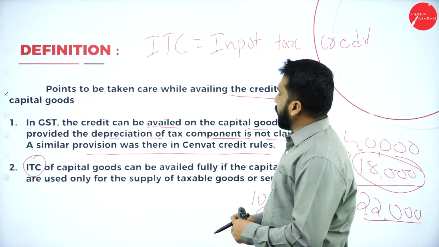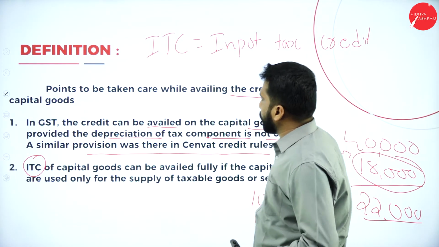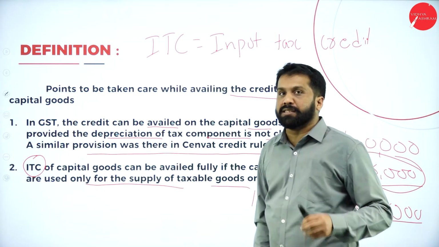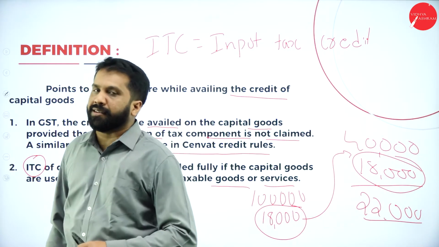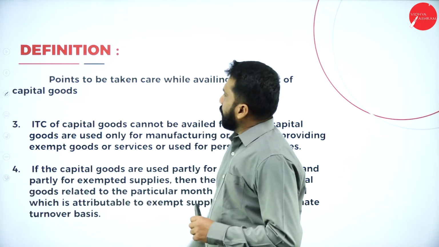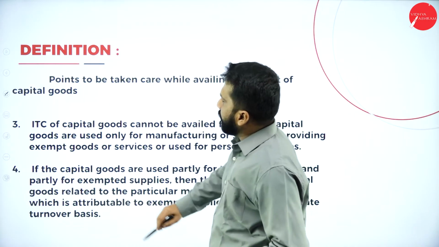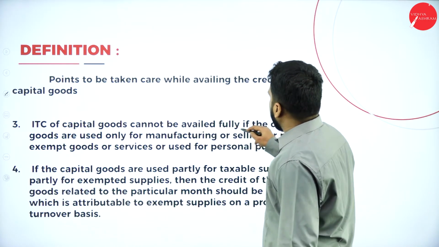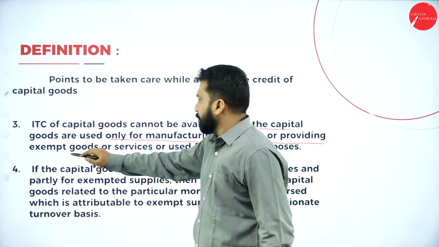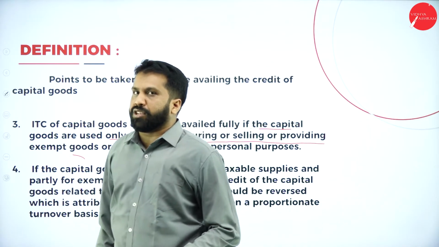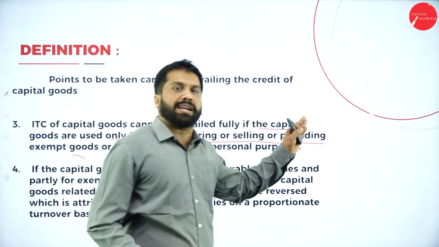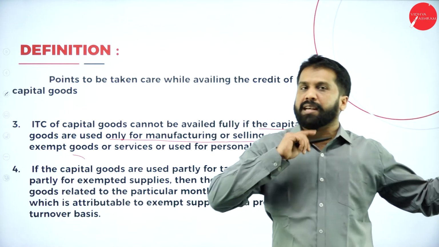Yes, ITC of capital goods can be availed fully if the capital goods are used only for the supply of taxable goods or services. If it is taxable goods or services, then you can claim. Now, next point to be taken care of while availing the credit. ITC of capital goods cannot be availed if the capital goods are used only for manufacturing or providing exempt goods. See, whatever you are manufacturing, if it is exempt goods only, then how can you claim this? You cannot claim. There is no output tax. If it is taxable goods, then you can claim.